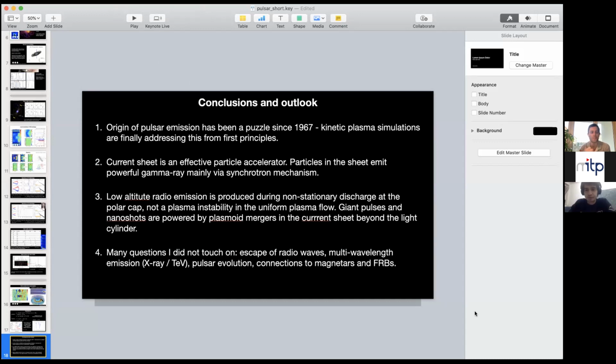I wanted to ask the first question in the context of the polar cap discharge. To what extent in the future are we going to be able to use radio observations to reverse engineer or infer the plasma dynamics during the damping of the electric field?